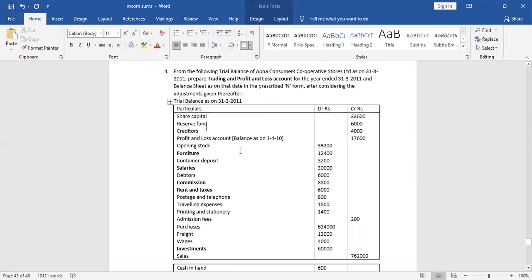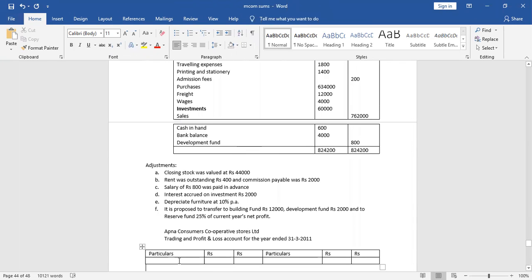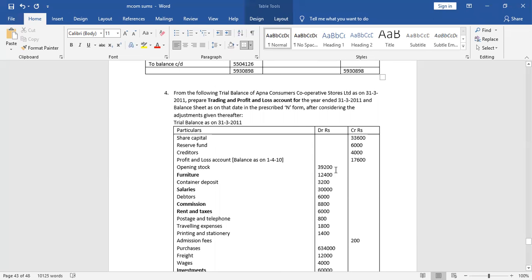Then we have opening stock 39,200. So in the trading account, to opening stock. How much is the amount of opening stock? See, there is one mistake in this question. It is in the question only. It is not 39,200. It is 3,92,000. It's a mistake in the question.